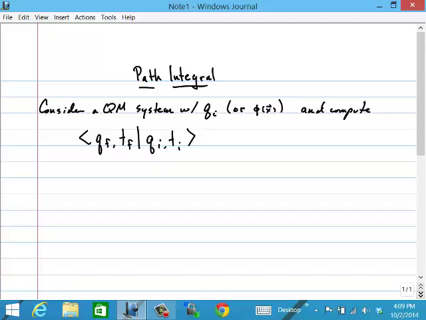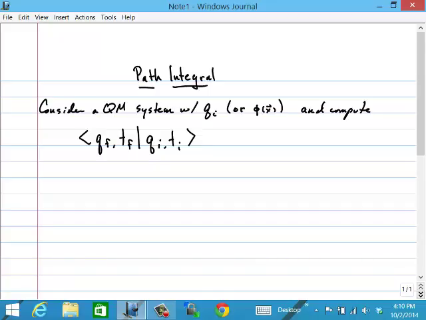Usually the way that we would compute this is we would solve Schrodinger's equation. You would start with an initial state where Q has a particular value at time t initial, evolve with a Hamiltonian, and then compute the wave function at some later time. What I would like to do, however, is develop an alternate way of thinking about this, which is really based on the superposition principle of quantum mechanics.